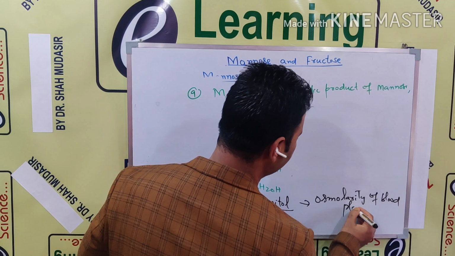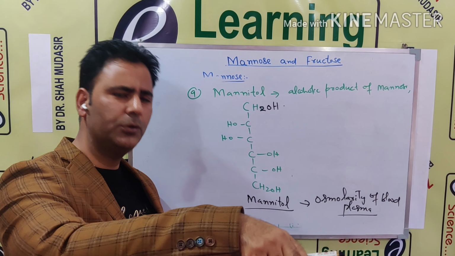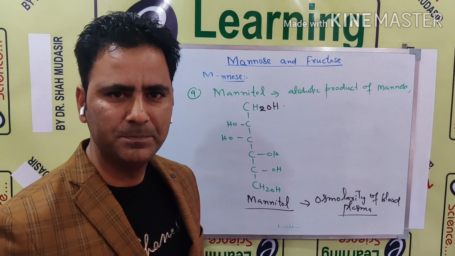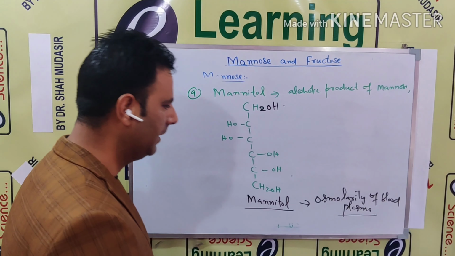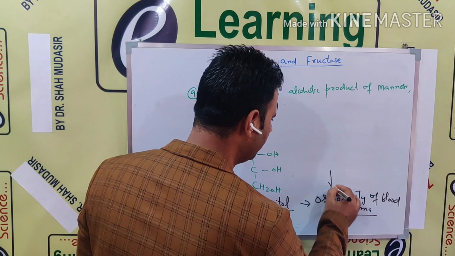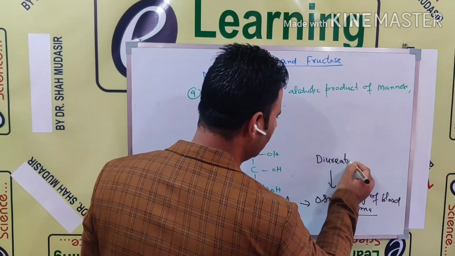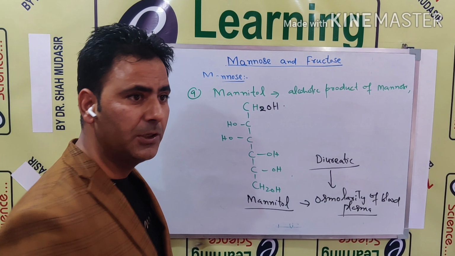When the osmolarity of blood plasma increases, the water will be drained from the tissues into the interstitial fluid and also into the blood plasma. So by that way, we can use it as a potential diuretic. It can be used as a diuretic.